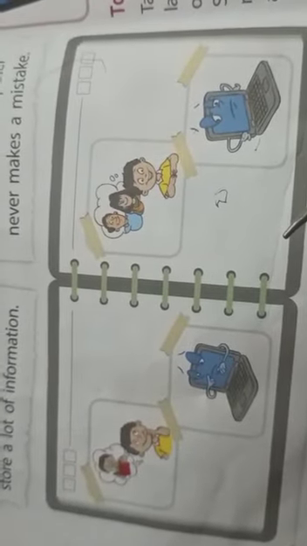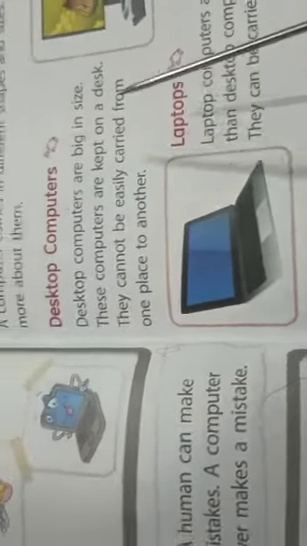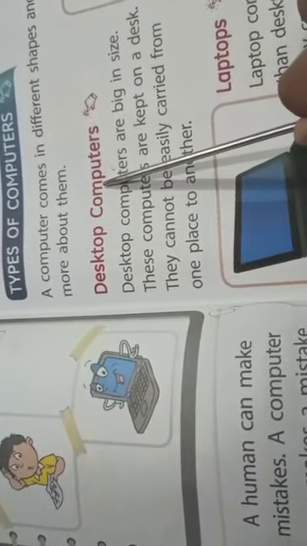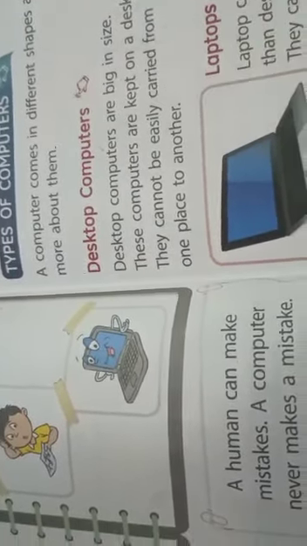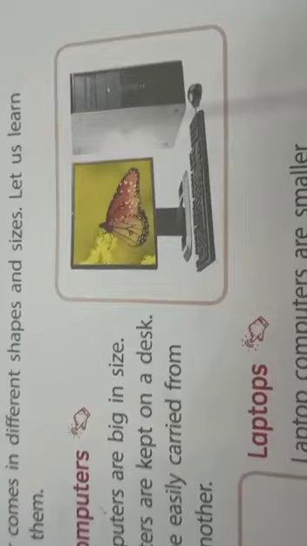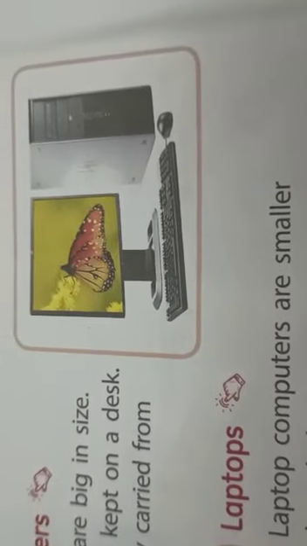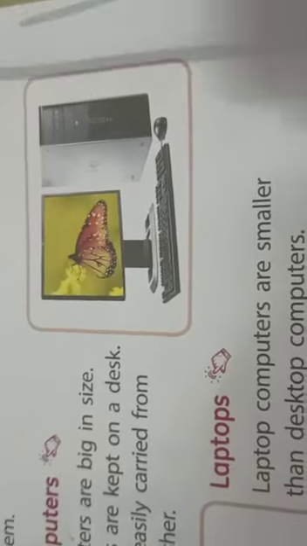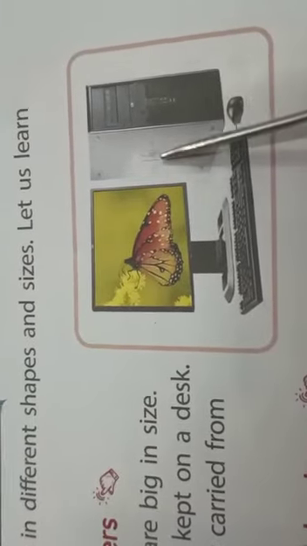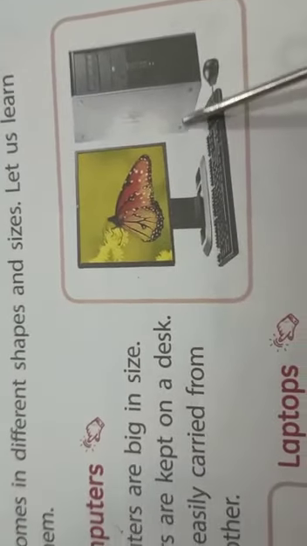Okay, so now come to the types of computers. As you know, there are many computers with different sizes and different shapes. In your book, the first type of computer given is the desktop computer. Desktop computers are very big sized computers. They cannot be carried easily from one place to another because they are big in size. These are the computers we keep in our houses and offices.